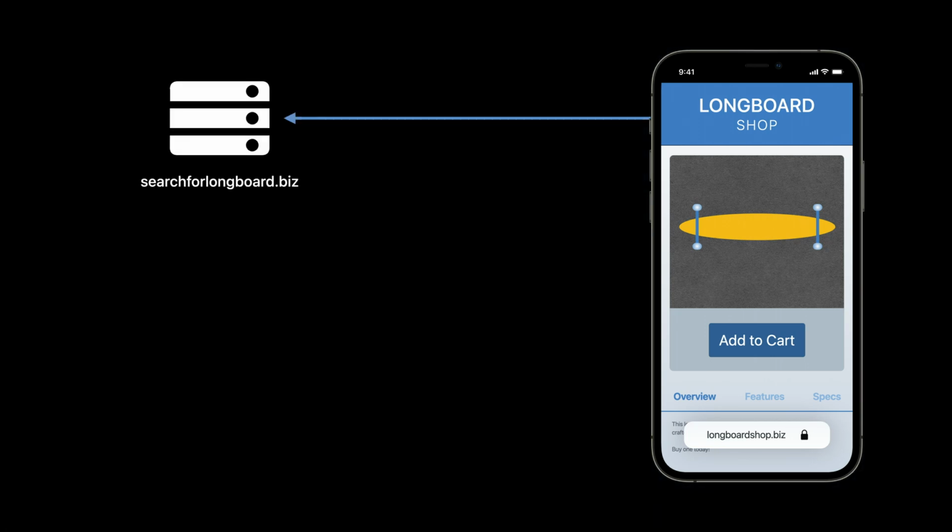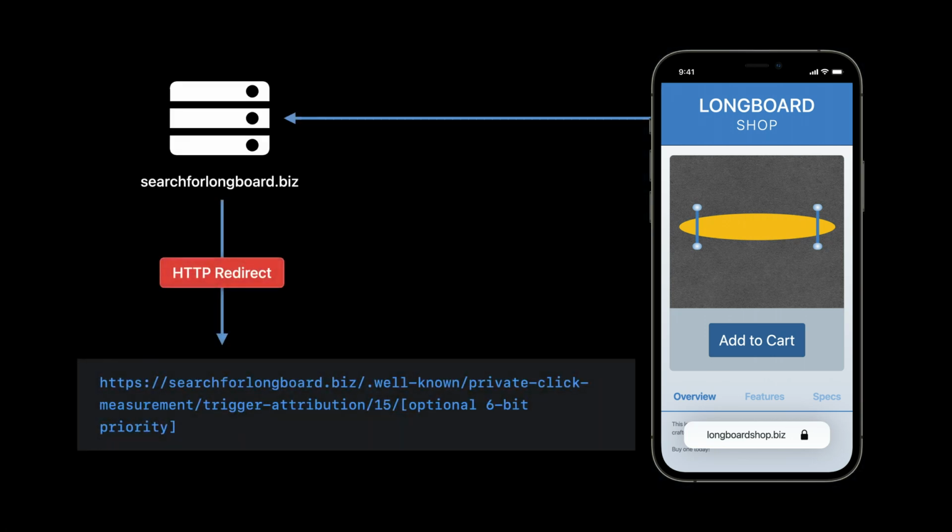The source site gets this request, then needs to redirect it to this well-known location. Adding the longboard to my cart has a trigger data value of 15. And if you later on wanted to override this conversion with a more important one, like a purchase, you might specify a higher 6-bit priority. This design was intended to support legacy pixels to make adoption easy.